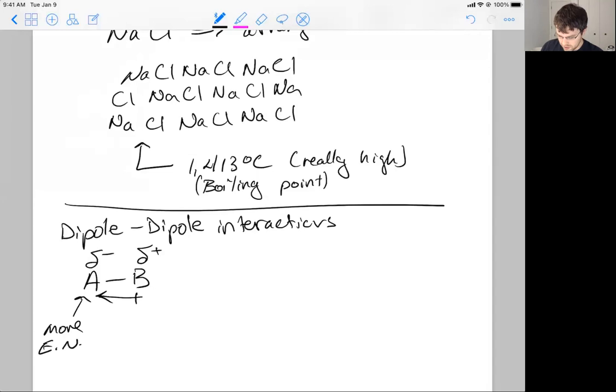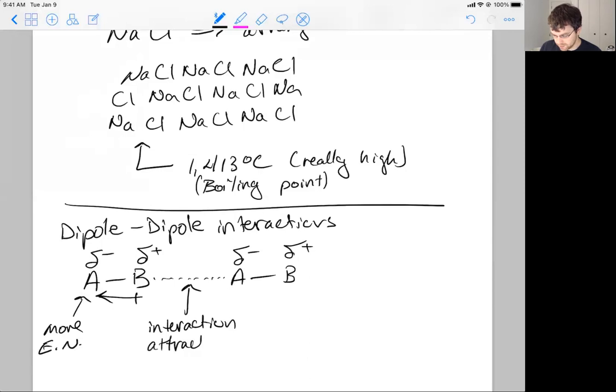Now, what happens is if you put A and B close to another AB molecule, the delta minus on the neighboring AB molecule will feel the effects of the delta positive on the neighboring B atom from the other AB molecule. And they'll start to form an interaction, which I show as a weak line. So this is an attractive interaction. Okay, so we have some sort of attractive interaction.